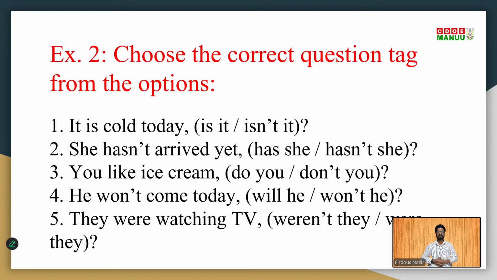Then the next one is to choose the correct question tag from the options. Here we have a statement and two options in brackets, and we have to select the correct question tag for the given statement. The first statement is: it is cold today. Isn't it? Isn't it is the correct one. She hasn't arrived yet. Has she? You like ice cream. Don't you? He won't come today. Will he?